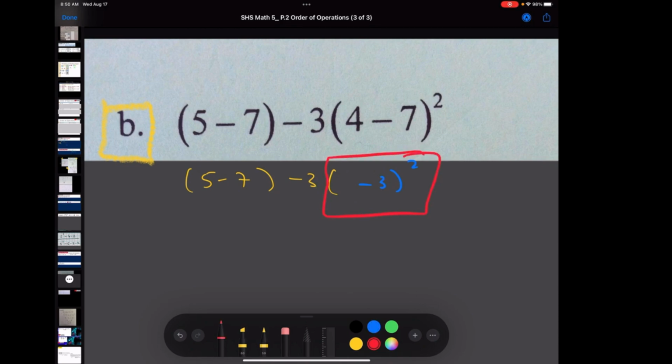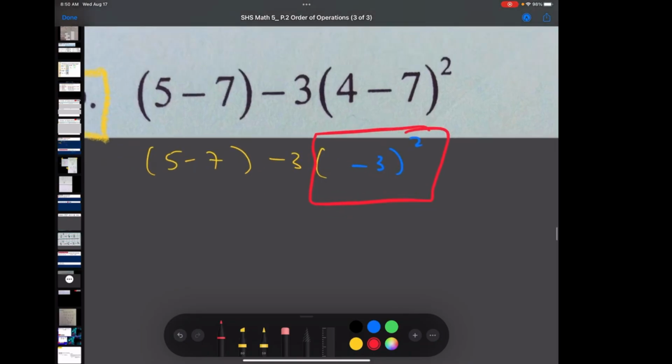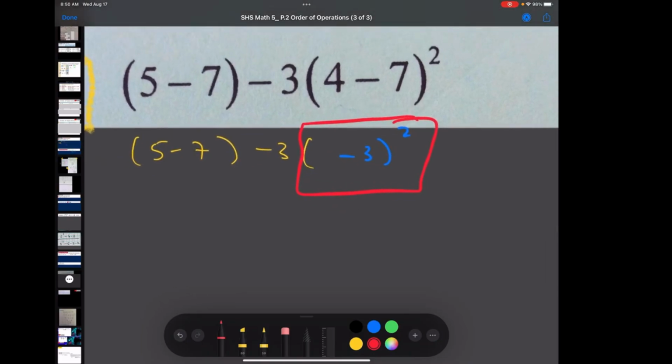How many of negative 3s do I have? Everyone talk to your partner, 6 seconds. Is the answer negative 6 or positive 9? Raise your hand, negative 6. Raise your hand, positive 9. Raise your hand, you don't know.